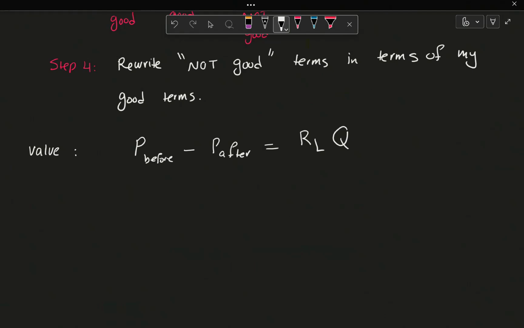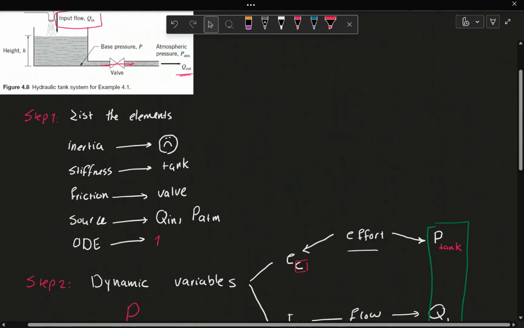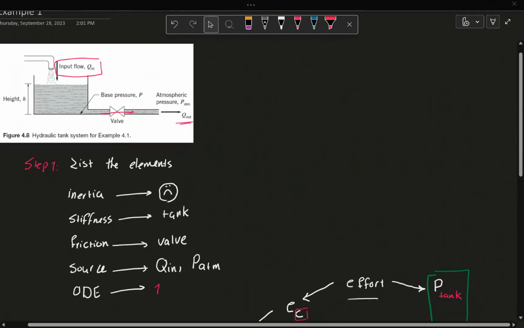Okay. Now we need to figure out what's going to be the pressure before the valve, what's going to be the pressure after the valve, and what's going to be the volumetric flow rate that passes through the valve. Okay, so notice that here the pressure before the valve is in fact the pressure at the bottom of the tank, and this is your dynamic variable. The pressure after the valve, since it pours into the atmosphere, you can assume that this pressure is actually pressure atmosphere. And the volumetric flow rate that passes through the valve is in fact what pours to the environment.